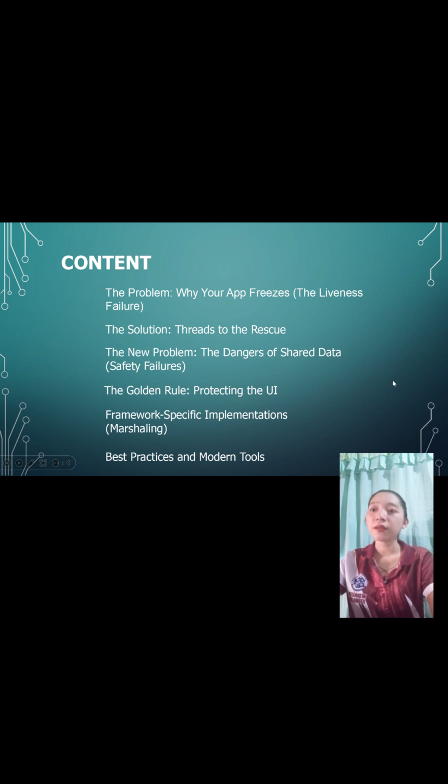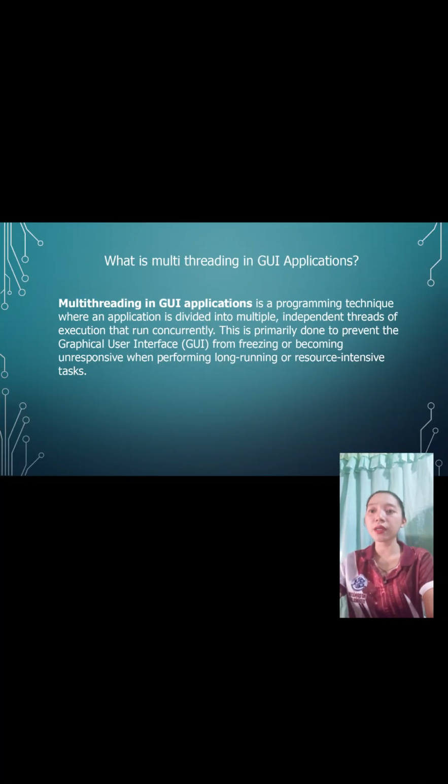The contents: the problem, why your app freezes, the liveness failure; the solution, threads to the rescue; the new problem, the dangers of shared data, safety failures; the golden rule, protecting the UI; framework-specific implementations, marshalling, best practices, and modern tools. What is multi-threading in GUI applications?